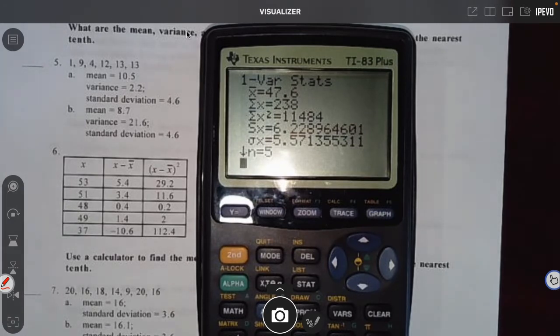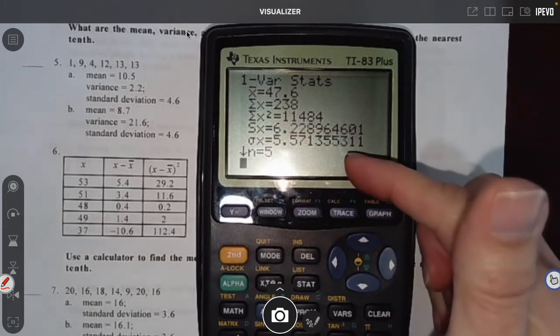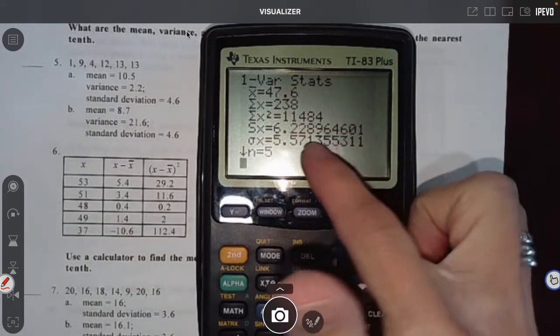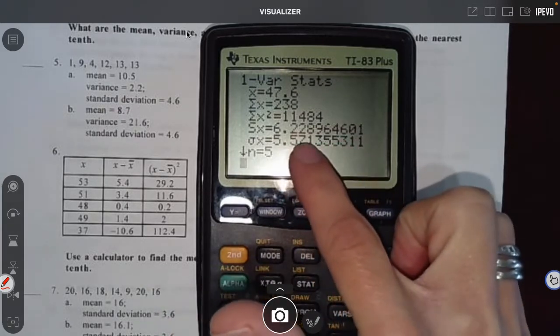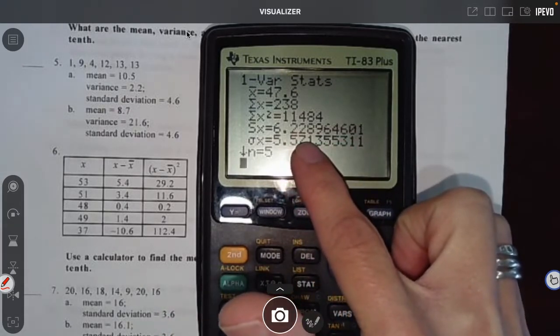Okay, now what do we do on this? So this is the same thing: the mean, the variance, and the standard deviation. So what's your mean on this one, y'all? 47.6. And then the standard deviation is 5.6. And then square this number to get your variance. And y'all, if it's close, it's fine.